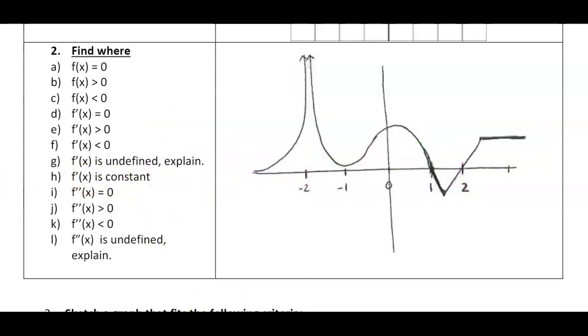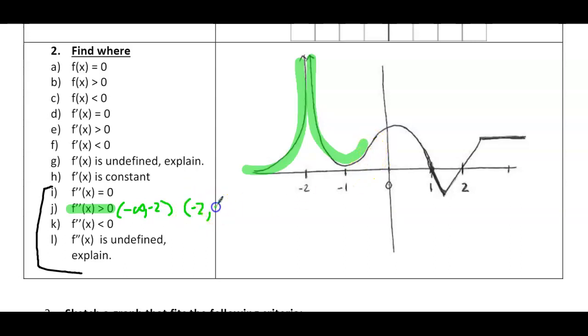All right, the last few questions on this problem have to do with the second derivative, and that's about the concavity. So first of all, we want to look for where f double prime is greater than 0, and that's where f is concave up. So this looks concave up to me, this looks concave up to me, and so I would say that we have a concave up graph from negative infinity to negative 2, and we also have a concave up graph from negative 2 up to about maybe negative 0.5.